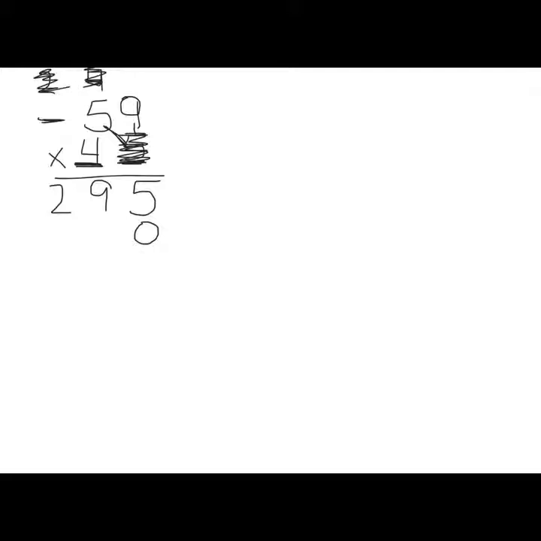So we continue to go. 4 times 9 is 36. So you put your 6, carry your 3. 4 times 5 is 20, plus 3 more is 23. So you put your 3, carry your 2. 4 times nothing is 0, plus 2 more is a 2.